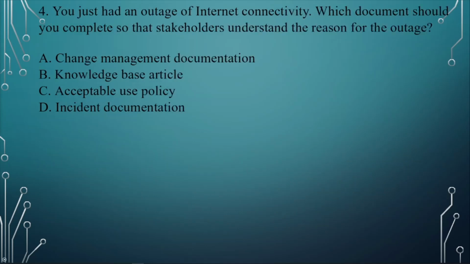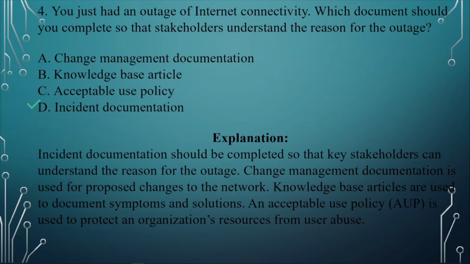Question number 4. You just had an outage of internet connectivity. Which document should you complete so that the stakeholders understand the reason for the outage? A. Change management documentation. B. Knowledge base article. C. Acceptable use policy. D. Incident documentation. The answer here is D. Incident documentation. So this will be a type of document where you report the incident that happened.